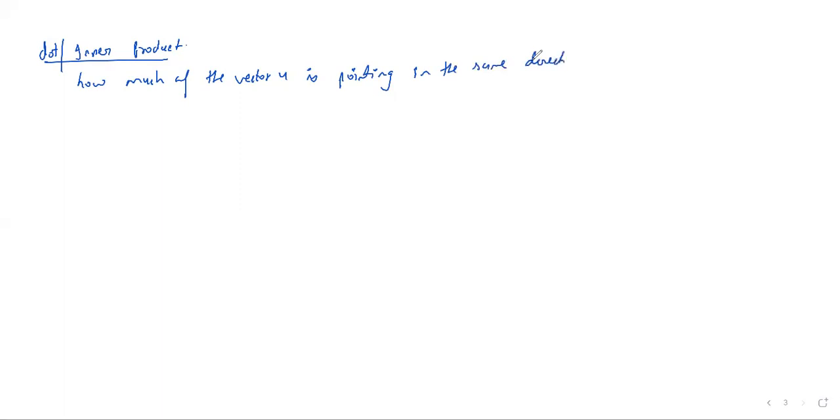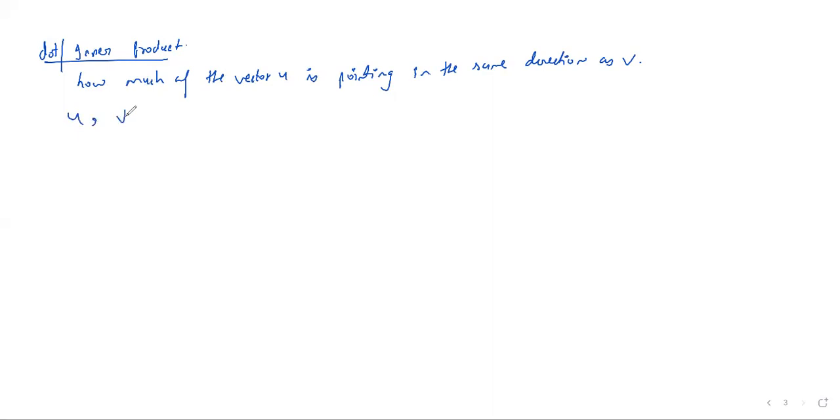Dot product, or you can also say inner product. So basically the dot product tells us how much of the vector u, let's say vector u, is pointing in the same direction as another vector, let's name it v. Okay, so it tells us how much of the vector u is pointing in the same direction as v.